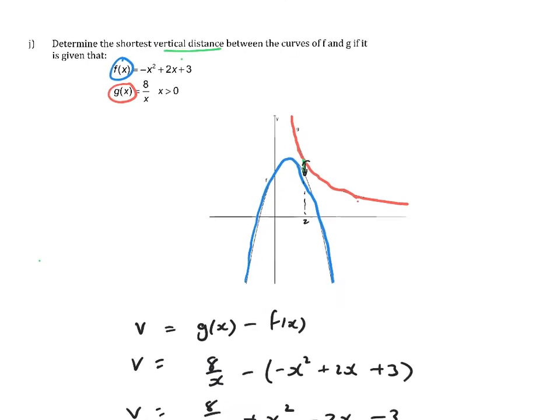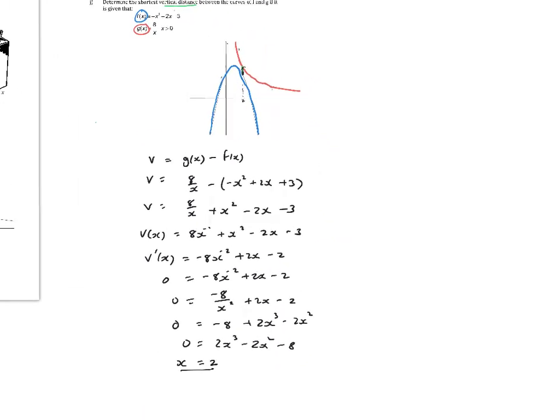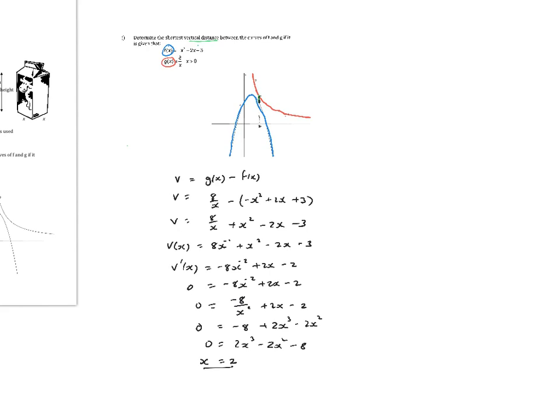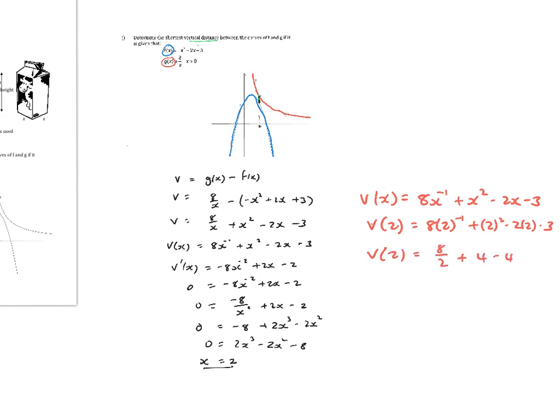Then they ask you to determine that shortest distance. Now, what would you do? Where's your function? Your vertical distance is equal to 8x to the power of minus 1 plus x squared minus 2x minus 3. So at 2, that's 8 over 2 plus 2 squared minus 2 times 2 minus 3. So that is 8 over 2 plus 4 minus 3. What is that equal to? That's 4 plus 4 is 8 minus 4 is 4, minus... it's 1. So the distance is equal to 1.